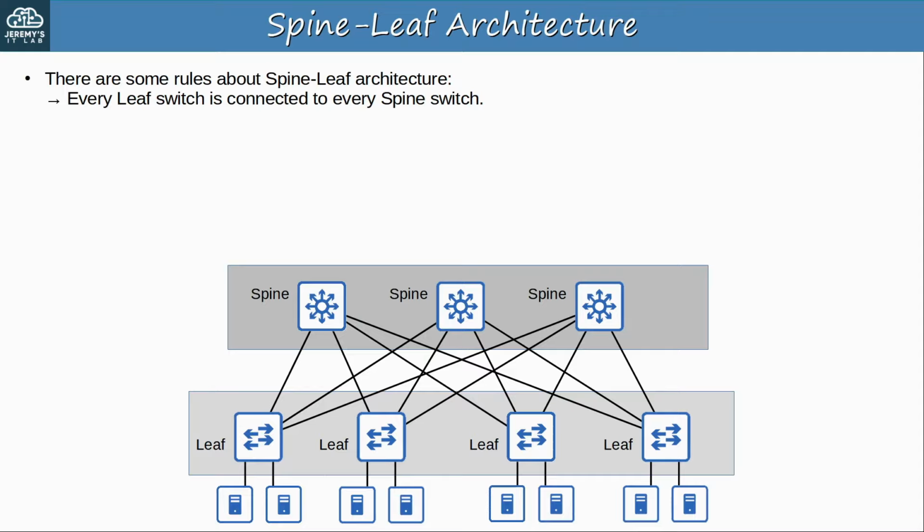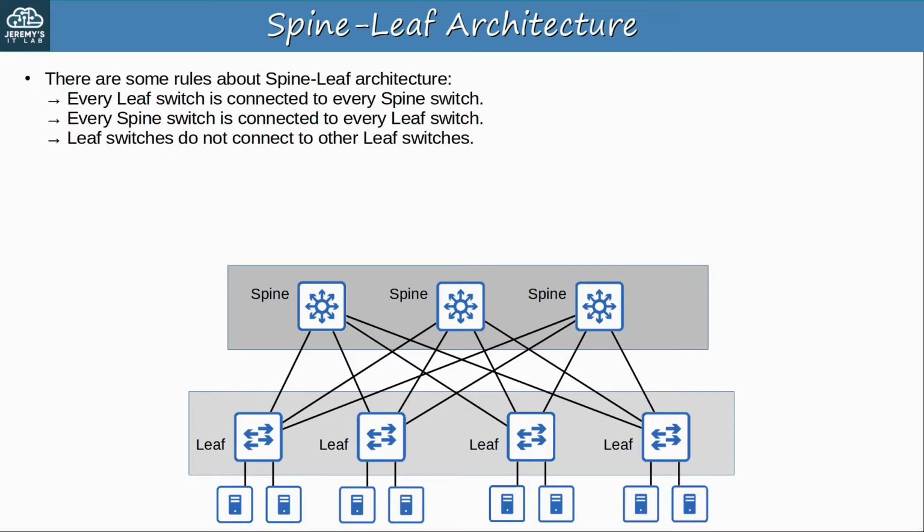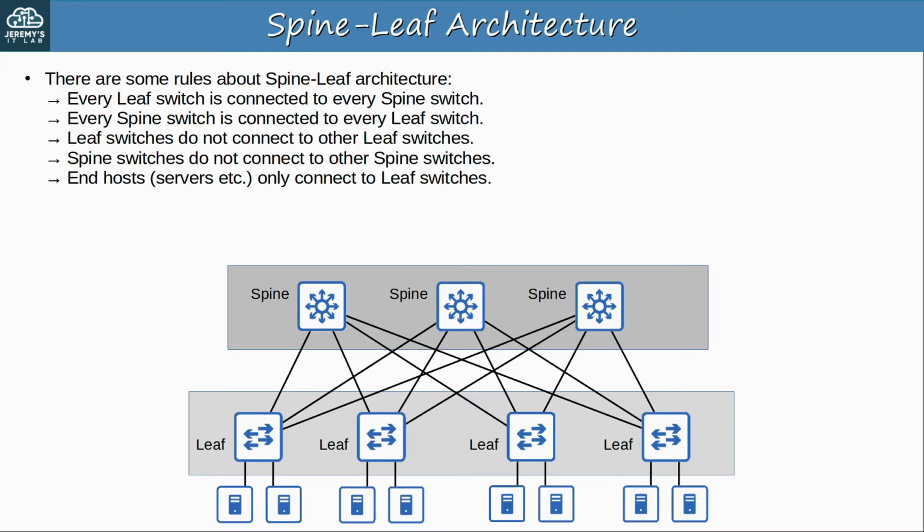If you look at the diagram below, there are 3 spine switches, and each leaf switch has 3 uplinks, 1 to each spine switch. Therefore, every spine switch is connected to every leaf switch too. However, leaf switches do not connect to other leaf switches, and spine switches do not connect to other spine switches. Finally, end hosts, for example servers, only connect to leaf switches. They are like the access layer of the spine leaf architecture. Okay, those are the main rules of spine leaf architecture.